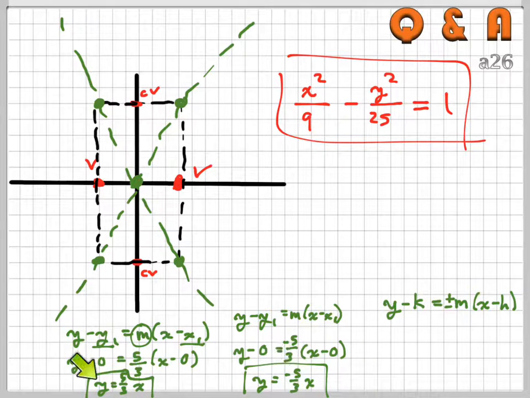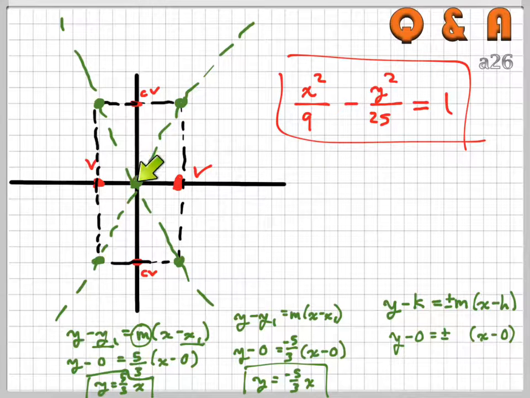So we're including both of these lines right here. If we were thinking like this to write our equation for the asymptotes, we plug the h, k in there, which is 0, 0, which is y minus 0 equals plus or minus something, x minus 0. Now you just have to find the rise and the run number.